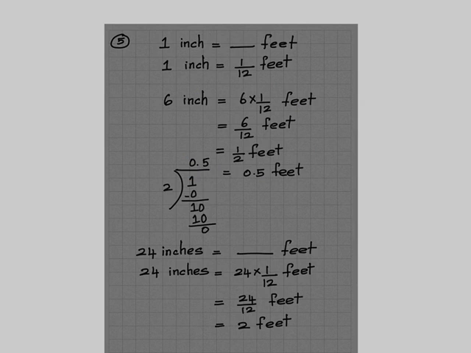Now let us convert 24 inches to feet. So whenever you convert inches to feet, just multiply with a fraction 1 by 12. So multiply the number 24 times 1 by 12, which is 24 by 12. Now simplify it. When you simplify it, it becomes 2 feet. So inches became feet.